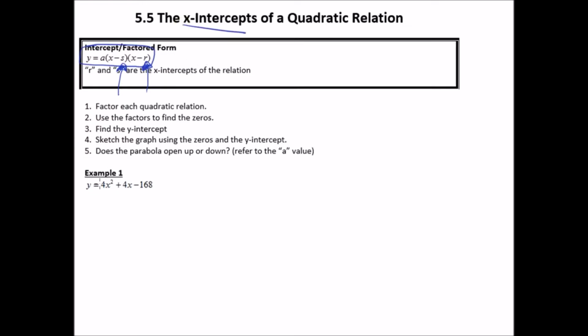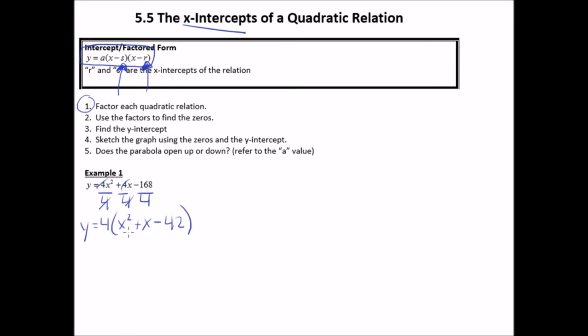Okay, so let's go in order and let's start example 1. So first, number 1, we're going to factor this equation. We have y equals 4x squared plus 4x minus 168. So all of these numbers divide by 4. Our common factor is 4, and we're left with x squared plus x, because again, these 4's cancel out there. And then negative 168 divided by 4 is negative 42.